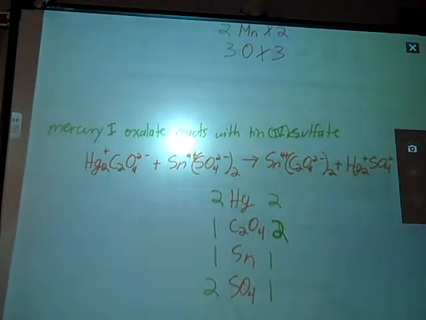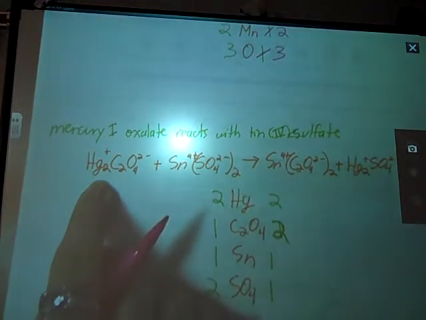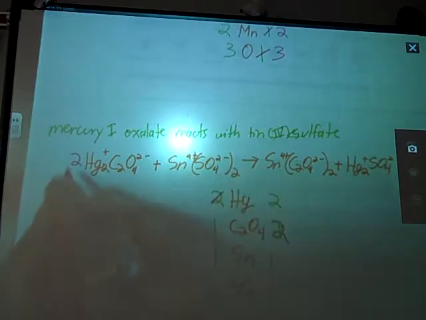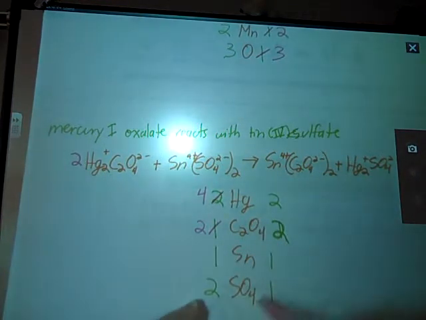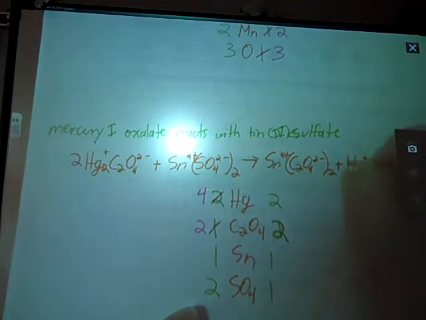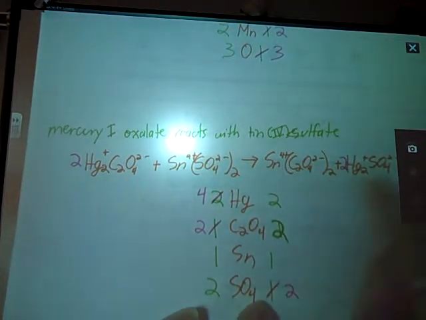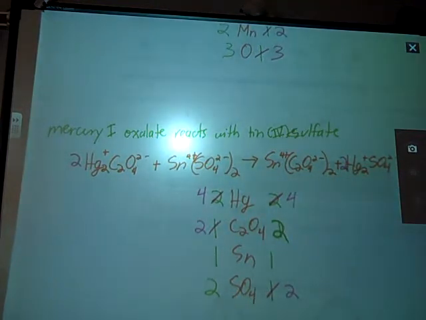Okay. Now, quickly, let's see what we need to fix. My oxalate and my sulfate are off. So let's see. Here is my oxalate. If I put a 2 in front of that, 2 times 2 is 4 mercuries and the 2 oxalates that I wanted. My tins are good. Sulfate. I need 2 sulfates over here on the right. So let's put 2 there. That gives me 2 sulfates, but also 2 times 2 is 4. Huzzah! That one was nice and simple.